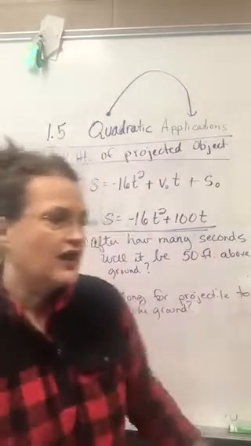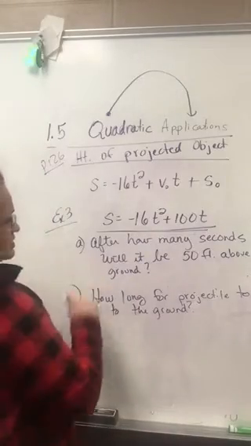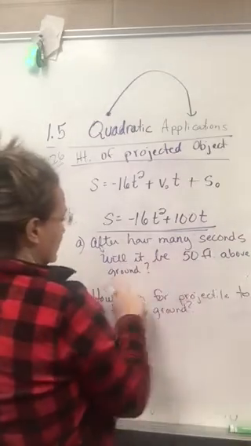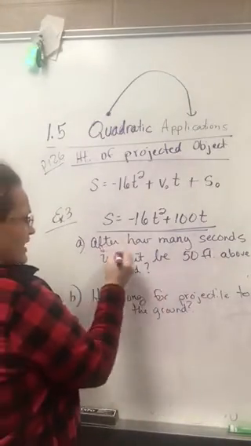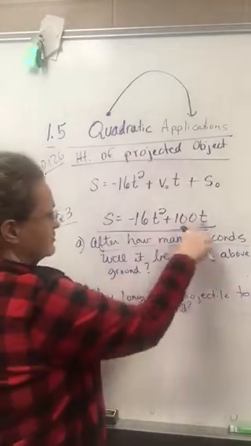So we don't really have to derive our own equation. Then we have 2 follow-up questions here. Question A is, after how many seconds will it be 50 feet above the ground? Notice our clue is "after how many seconds." We are looking for time. We don't know time, so we won't be able to fill that in.